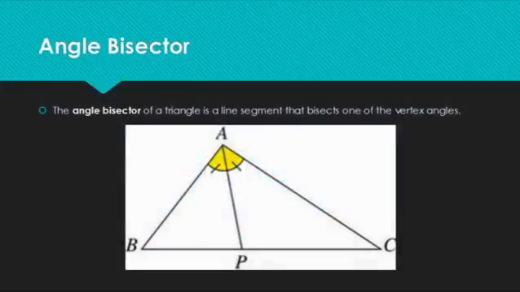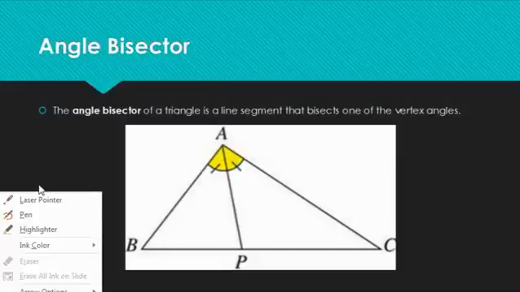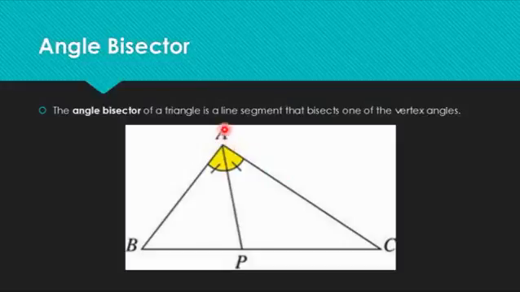First, I'd just like to review what an angle bisector is. The angle bisector of a triangle is a line segment that bisects one of the vertex angles. For instance, AP is an angle bisector of angle A, or BAC, in the triangle ABC.